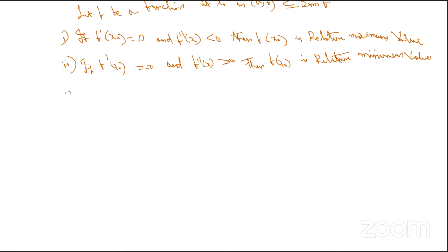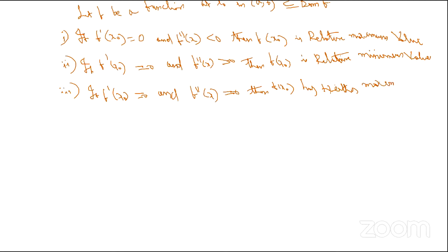Third one. If f dash x naught is equal to 0 and f double dash x is equal to 0, then f of x naught has neither maximum nor minimum value.